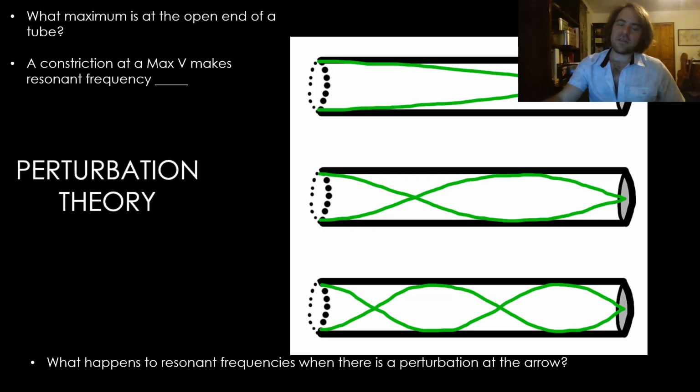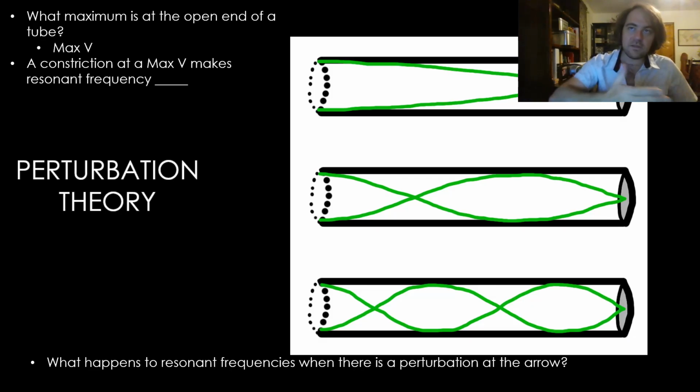Okay, last thing is perturbation theory. What maximum is at the open end of a tube? Is it pressure or is it velocity? It's velocity. Velocity is at the open end of a tube. It's a pressure node, which means it's a velocity maximum.